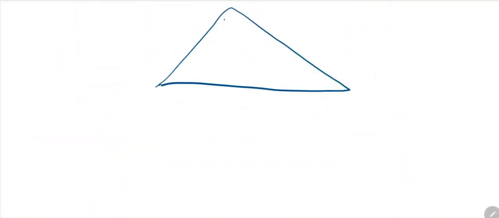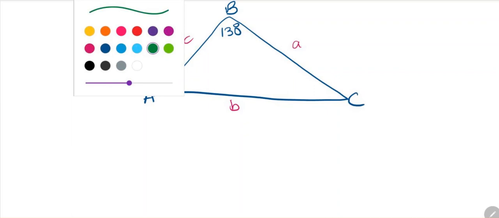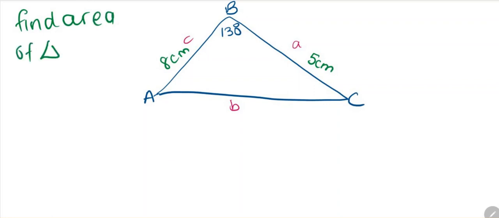Okay, so this angle here, we're going to say this is 130 degrees, and we're going to call this angle B. This is going to be A, and this is C. So the opposite sides will be little b, little a, and little c. And we're going to say that the lengths of these sides, so c is 8 centimeters and a is 5 centimeters. So we need to find the area of this triangle.